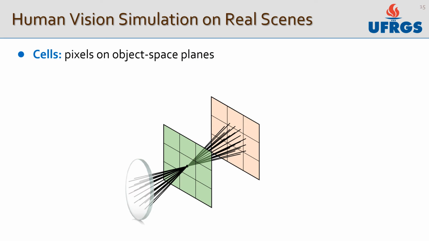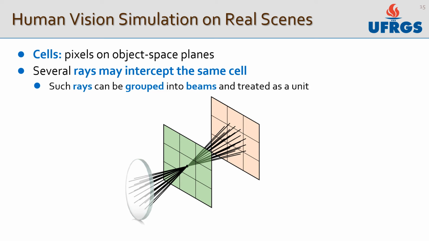This image shows how the rays propagate through the pixels that exist on the planes. We call these pixels in object space cells. An important performance improvement comes from noticing that several rays may intercept the same cell, and as such, they can be grouped into bundles or beams and treated as a unit.